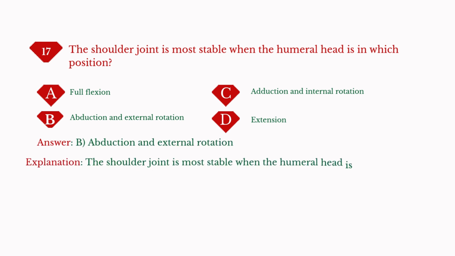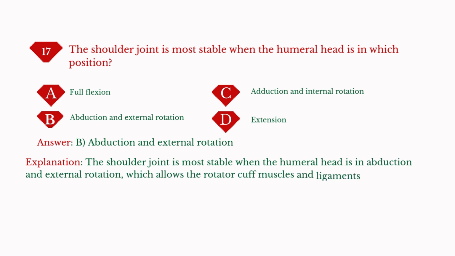Explanation: the shoulder joint is most stable when the humeral head is in abduction and external rotation, which allows the rotator cuff muscles and ligaments to stabilize the joint.